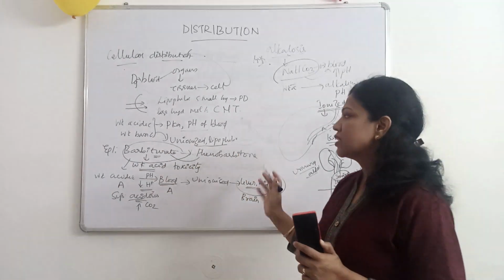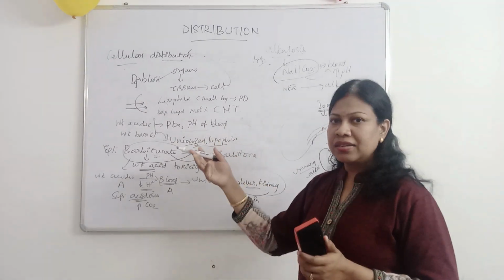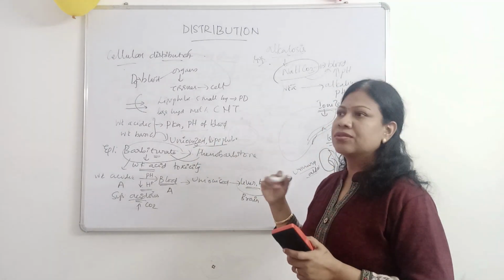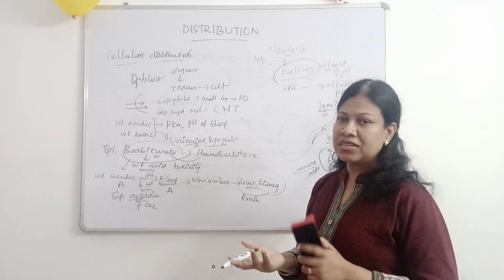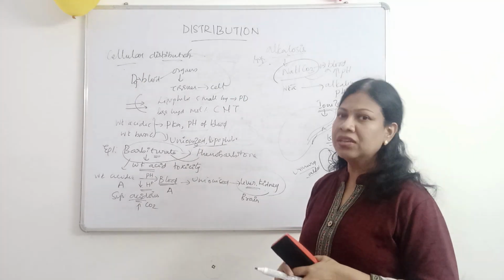So distribution of drugs also will be affected by unionization and ionization. If the drug is unionized, it will distribute faster. If it is ionized, it will be excreted out from the body.